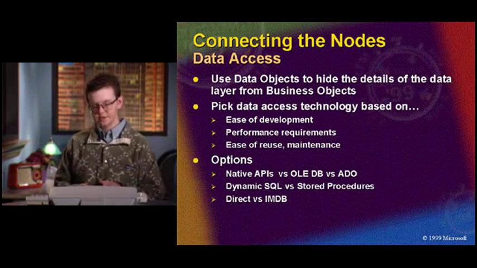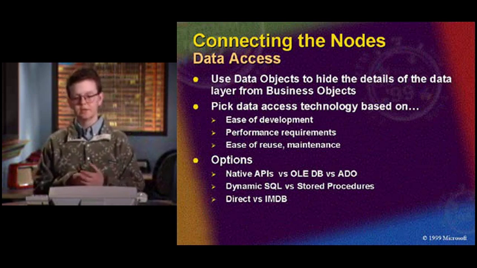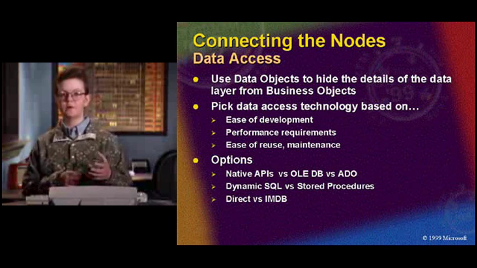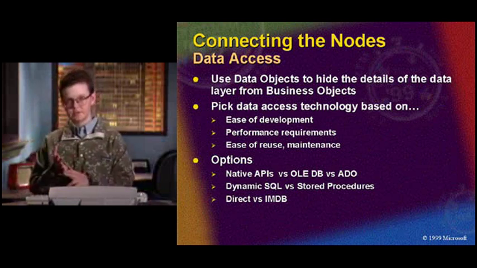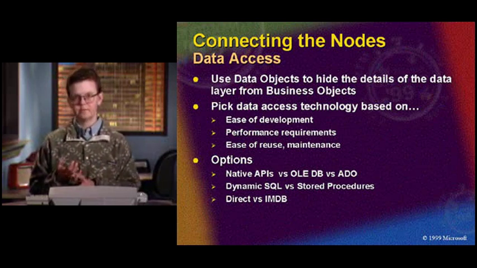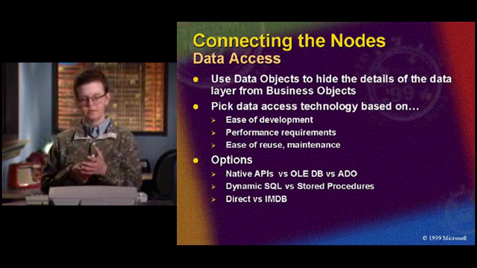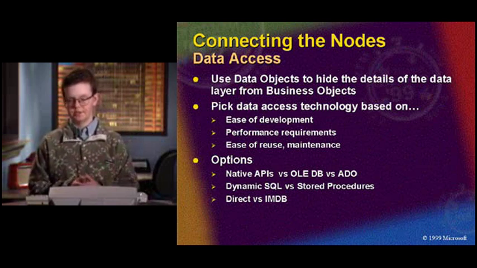The key thing here is that we want to use good principles of encapsulation and abstraction to hide the details of the data layer from your business objects. That's keeping information about where data is stored, the physical structure, the physical schema of the database, hide that away, use the data objects to present a nice, neat, logical model that business objects can work on.